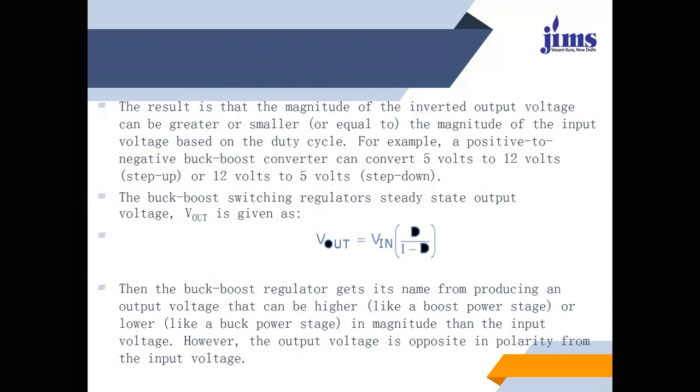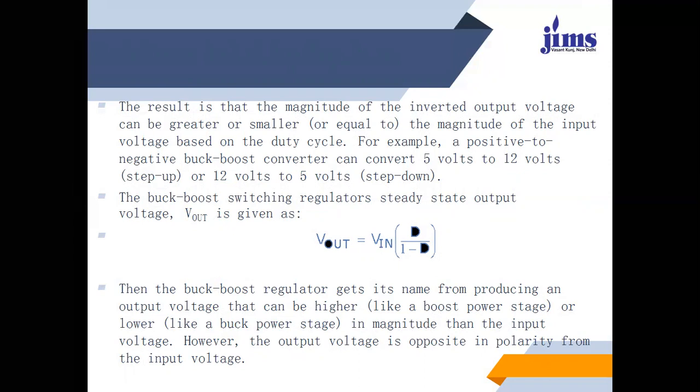But when we compare with the operation of the buck converter, we find that V output equals V in into D. For the boost converter, V output equals V in into 1 upon 1 minus D. So it's a buck and boost converter. So there is a combination: V output equal to V in into D upon 1 minus D, where D is the duty cycle of the chopper.